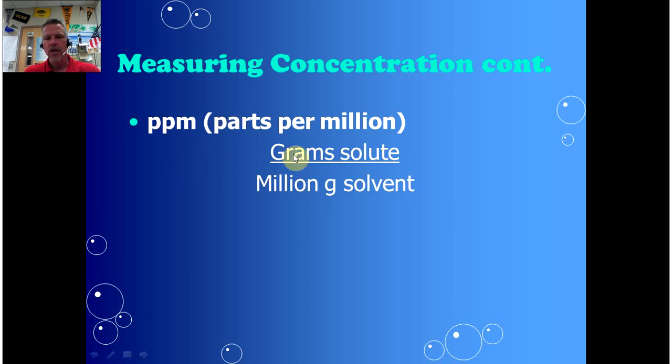It's defined as grams of the solute over millions of grams of solvent. Millions of grams of solvent. The idea here is that you have something that's really, really dilute. The solute that you're talking about, there's really not very much of it at all compared to how much solvent there is. So instead of having just grams of solvent on the bottom, we would get a really, really small number. So instead, we put the grams of solute over millions of grams of solvent. And that gives us a more reasonable number to look at.